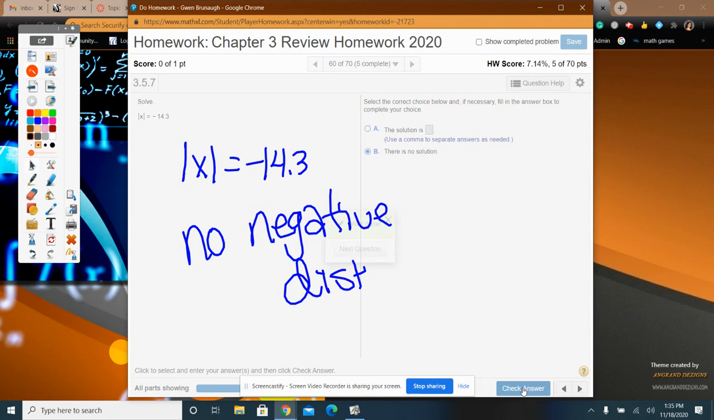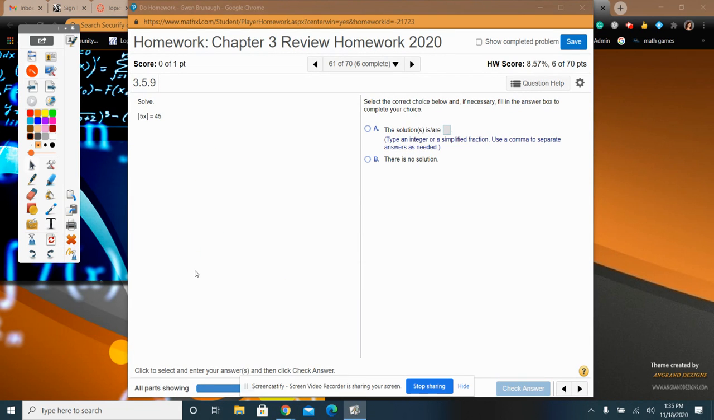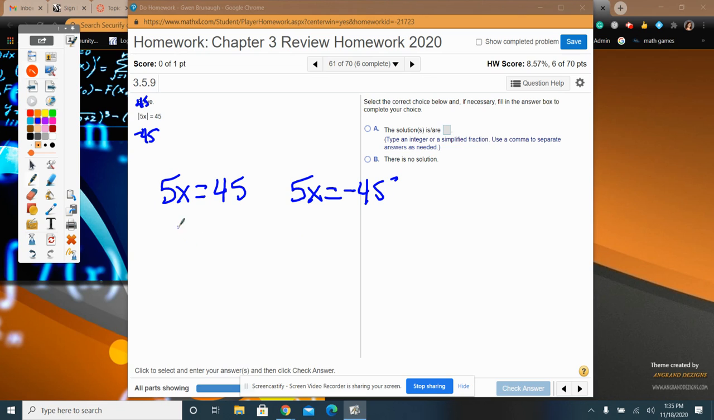Okay, what happens here? Well, what could be inside those brackets to make that true? Well, it could be 45 or it could be negative 45. So 5x could be 45 or 5x could be negative 45. And when you divide both sides by 5, you get x equals 9 or x equals negative 9. So once again, you get the opposites, but this is not going to hold true for that much longer.